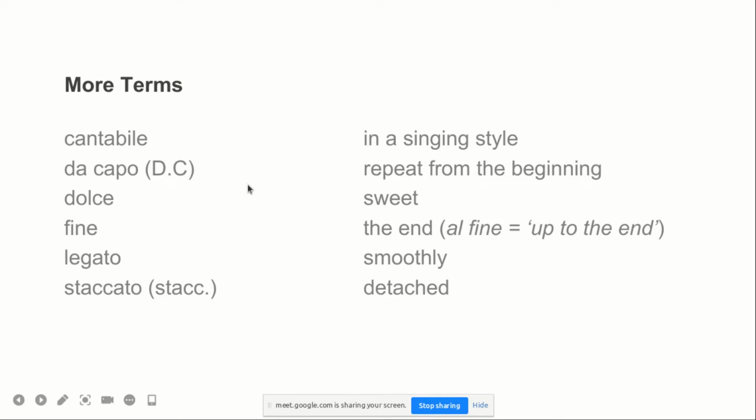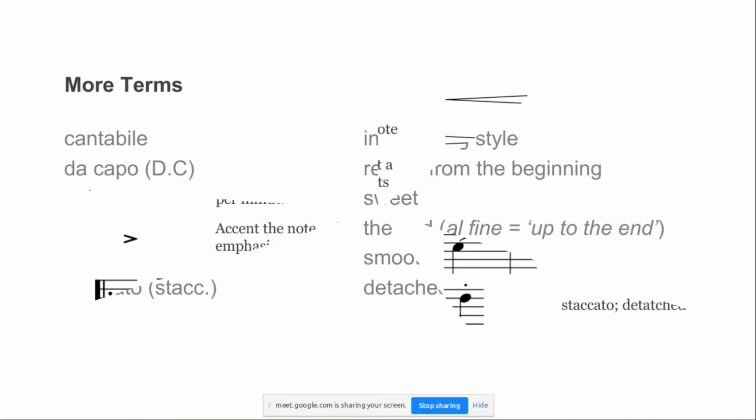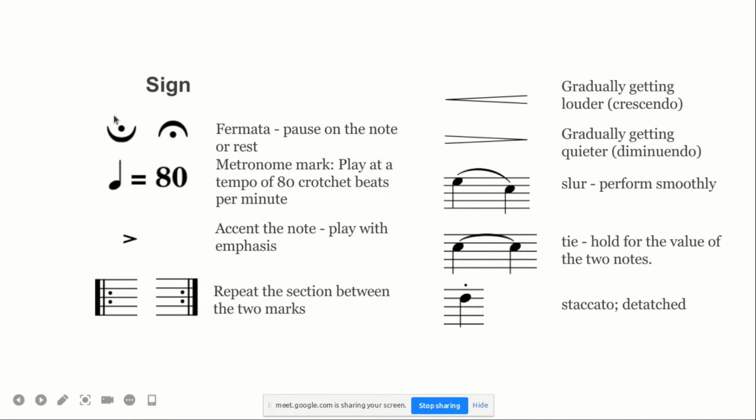Okay, so let's look at these signs. We looked at terms, now let's look at signs. Now this thing here that looks like an eye, it's a fermata. And a fermata means pause on the note or rest. So if it's put on a note, you pause on that note.